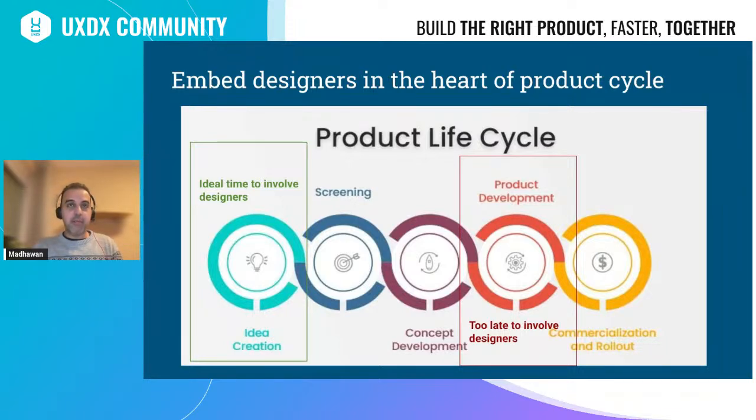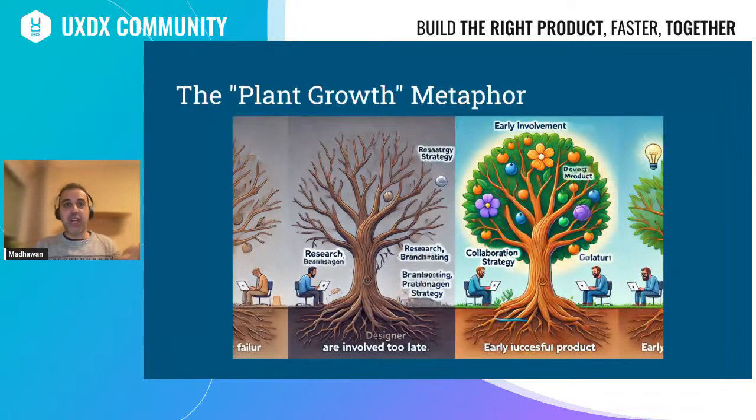And I got this amazing picture from ChatGPT. I love this. It's called the plant growth metaphor, where essentially the picture on the left shows if designers are too late, everything is done in isolation. You don't get the fruits. While if they are involved early and things are much more collaborative, you can have those amazing fruits.